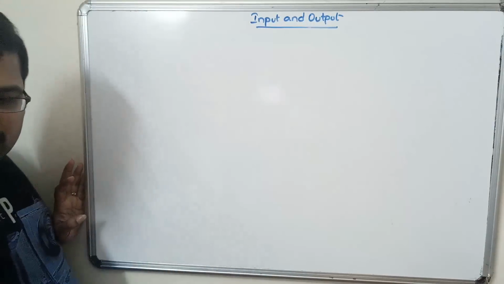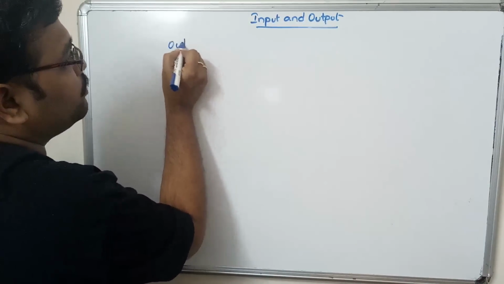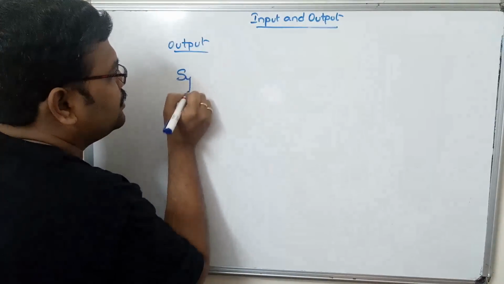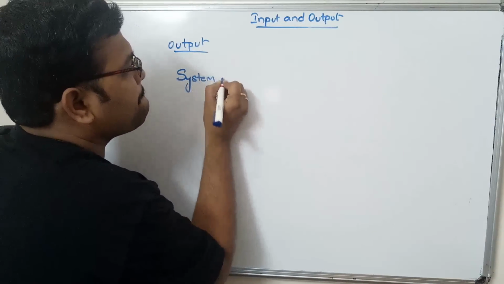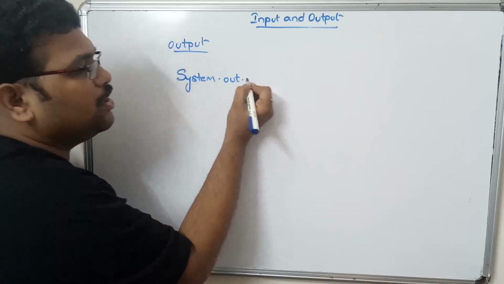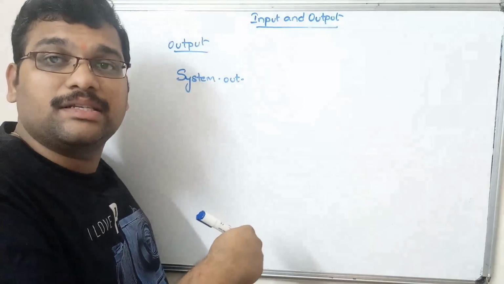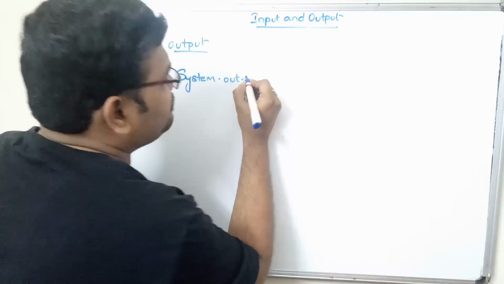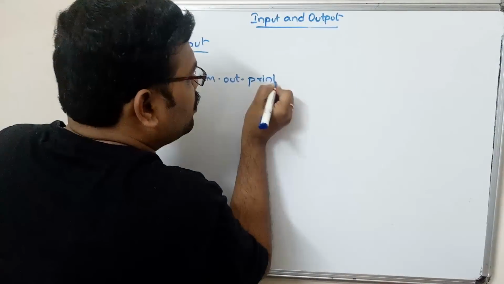Now remember these three: system.in, system.out and system.error. Coming to the output statement, first let us see the output statement. System.out. There are different functions available to display the output on the screen. The first one is system.out.print.